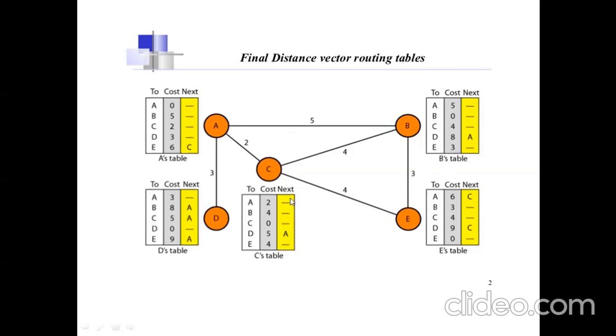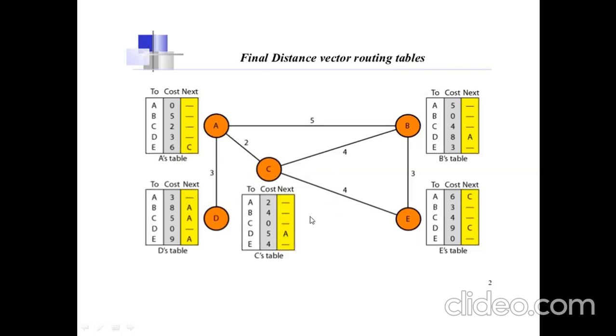The same way we can write the table for node C using this table. A to C is 2, and C to B is 4. C to C has no path, so that is 0. C to D is connected through the intermediate node A, that is 2 plus 3 equals 5. And C to E is 4.